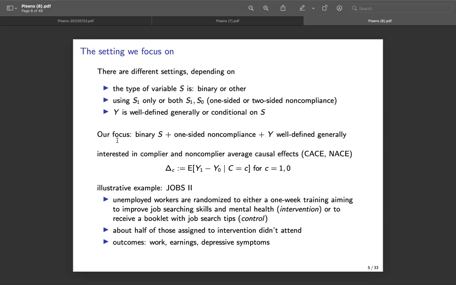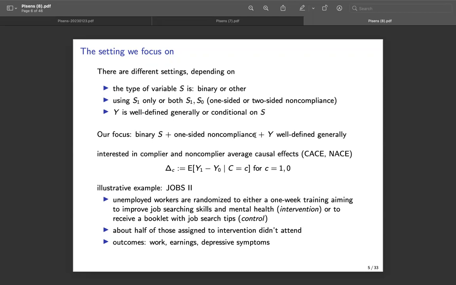In this work, we focus on a pretty simple setting where S is binary, and we're just considering one-sided non-compliance. That's the situation where the people in the control condition cannot have access to the active treatment. So that happens in cases where the treatment is designed and implemented by the study itself and is not otherwise available, or it's about a drug that is not on the market yet, for example. And we also consider the setting only when the outcome is well-defined generally.